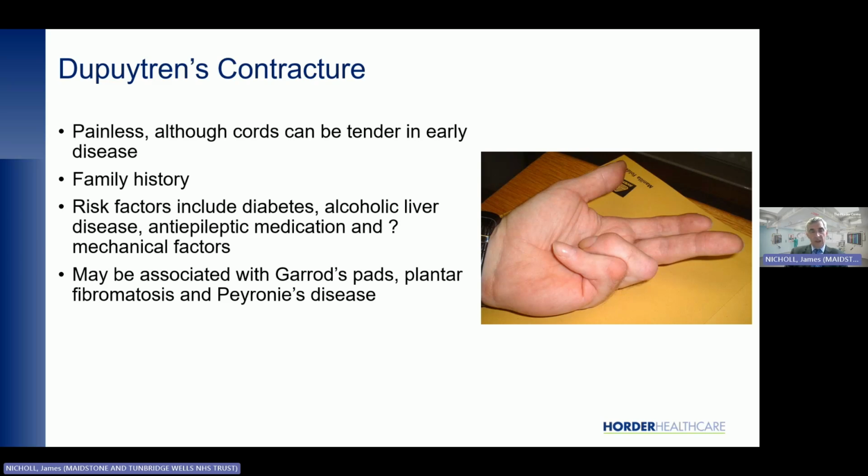With the lumps in the palm and the contracture of the fingers, some people get tender lumps on the back of their knuckles, which are called Garrod's pads. It can affect the soles of the feet, what's called plantar fibromatosis, and this is more common where people have got a strong family history and perhaps develop their Dupuytren's at a younger age. It can also be associated with Peyronie's disease, where you get the cords in the penis, and you can get a curvature of the penis associated with the Dupuytren's.